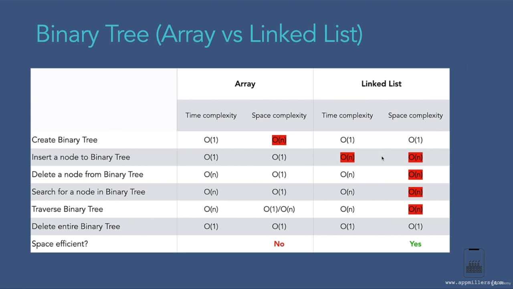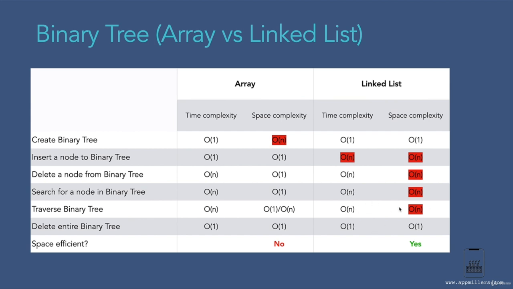Now when it comes to the linked list, all four types of traversals will take O(n) time complexity and O(n) space complexity because in this case, as I mentioned, for the time complexity, we have to visit all nodes of the binary tree, so that's why it takes O(n) time complexity.